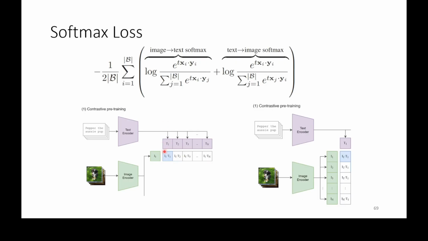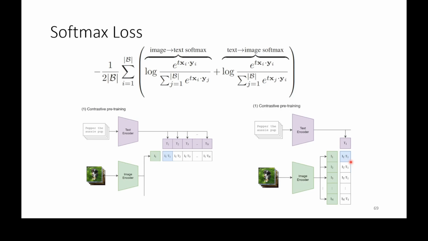Okay, so this is the first part, and for the second part, you have a single text feature, and you have a bunch of image features. You will also generate their inner products. You will expect the matching one to be very high. The value of the input is very high.